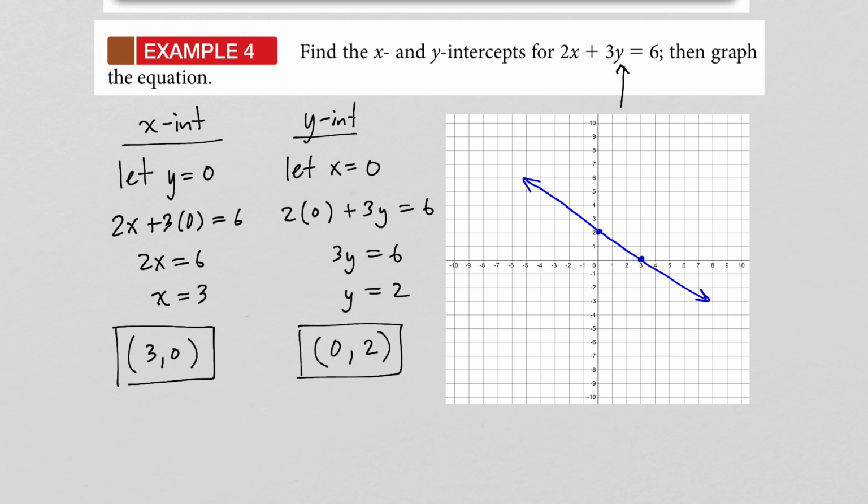Now, why is it that to find the x-intercept, I let y be equal to 0? Well, think about it. Wherever the graph crosses the x-axis, that's going to correspond to y equals 0, right? So anytime you want the x-intercept, you simply let y equal 0. Similarly, to find the y-intercept, we let x equal 0. This is because wherever the graph crosses the y-axis, the x-coordinate of that point is always going to be 0.